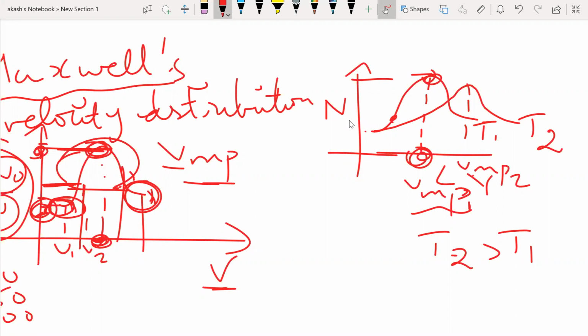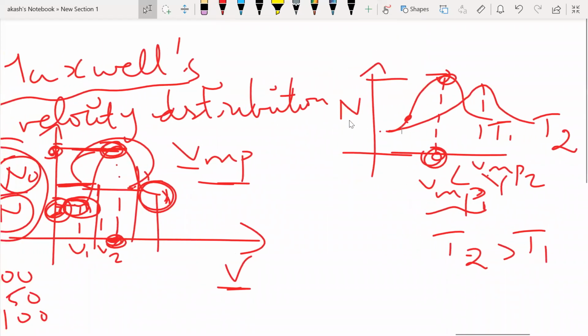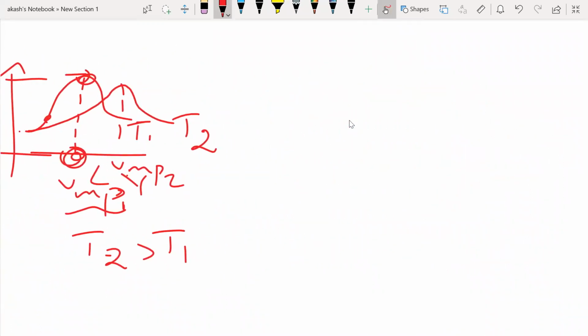Anyways, this is just a physical picture. Even though you don't have to worry much about the temperature changes, you have to understand what is most probable velocity. That's what is most important from here. Okay, fine. So there are two more types of velocities. One is this, and also I have something called VRMS. I think you must have done this many times in physics.